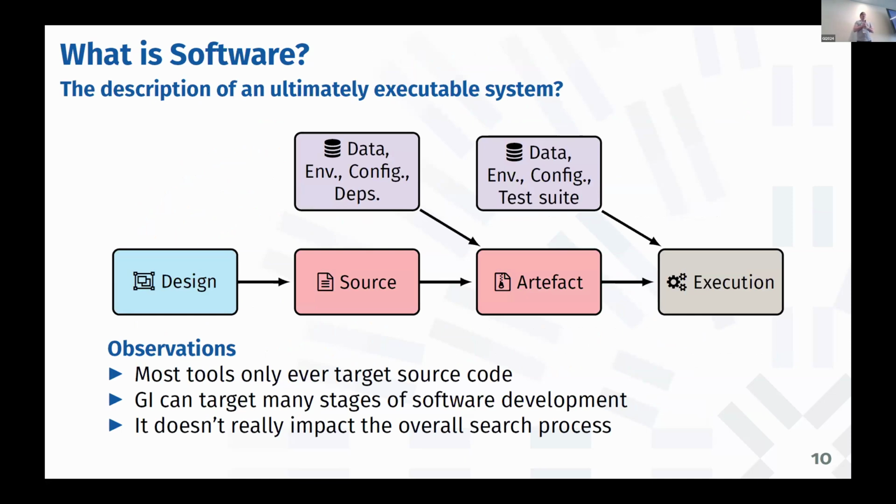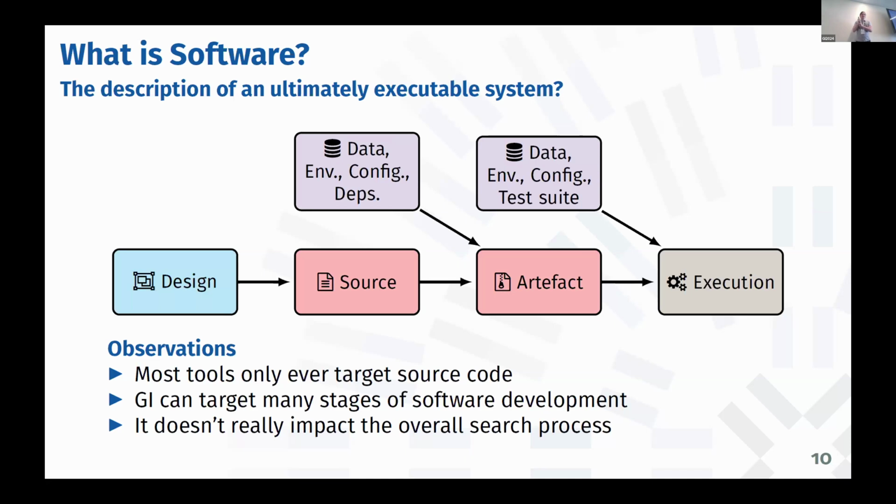You can say that your software is an artifact, a binary, and you just have to execute it. You can say that your software is the source code, and you need to compile it, and you can execute it later. You can go one more step back and say you have a design space, a model space from which you can derive your source code, and then from data, environments, configuration, dependencies, you get your artifact. Then with that artifact you can use a test suite, again with data, environment, configuration, and then execute it.